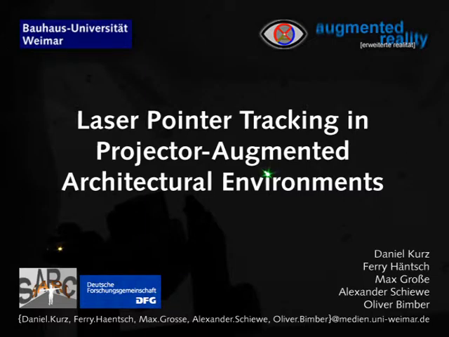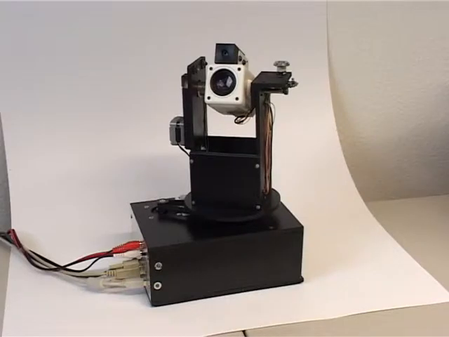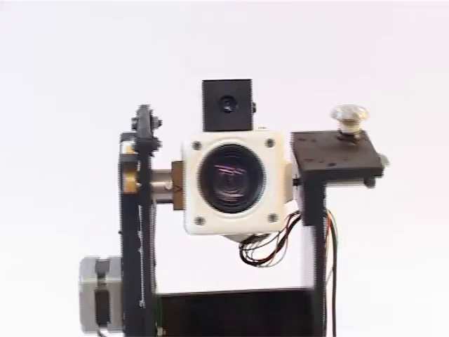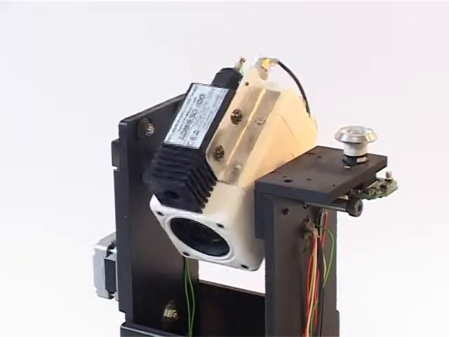We present a system that applies a custom-built pan-tilt zoom camera for laser pointer tracking in arbitrary real environments. Our prototype consists of 2 video cameras, a low-resolution wide-angle context camera, and a high-resolution pan-tilt zoom detail camera.